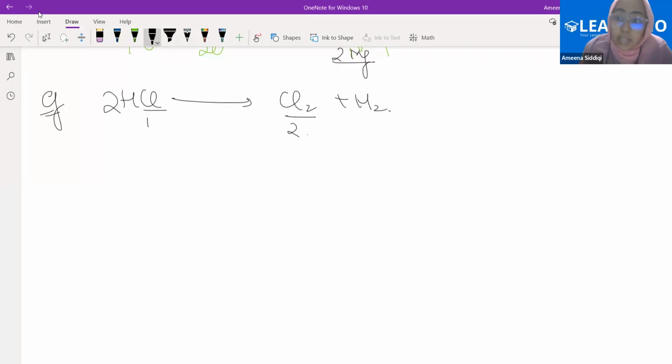Now refer to this equation. Any oxygen here? No. Any hydrogen here? Yes. How many hydrogens here? 2. How many here? 2. Balanced. Clear? Yes, ma'am.